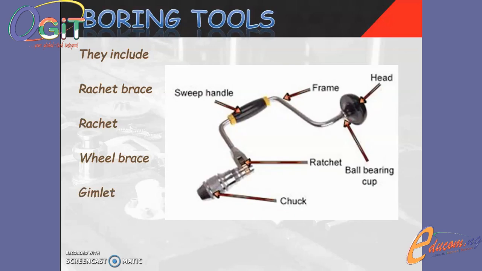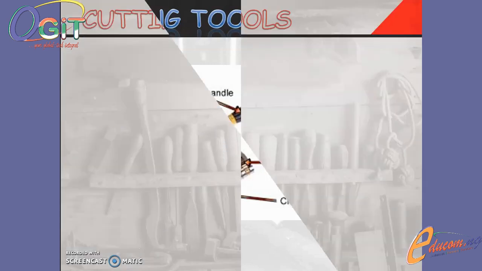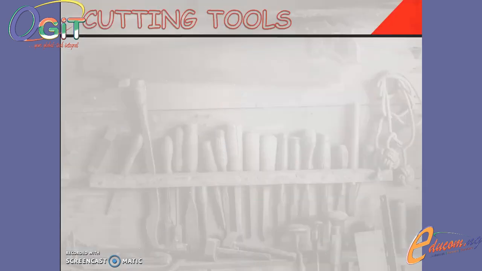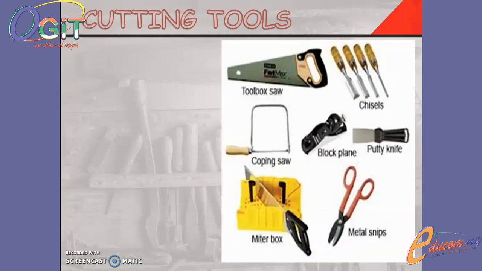It has 4 main parts: the head, the ratchet, the chunk, and the opening, whereby the item for boring will be used. And next we have the cutting tools. They are used for cutting. They include saws, planes, chisels.